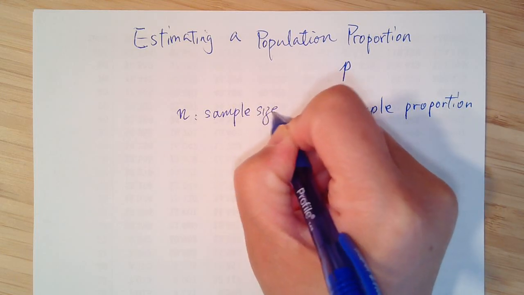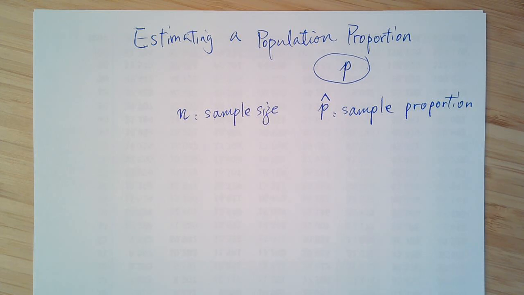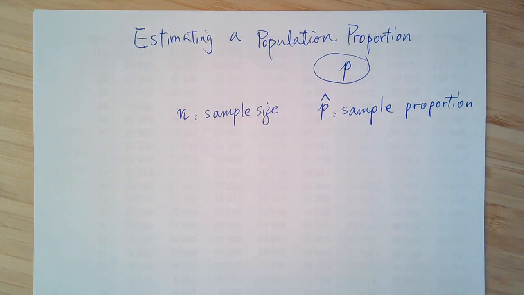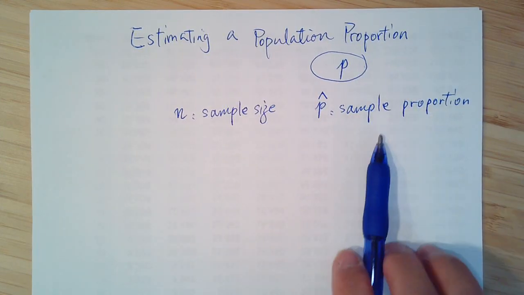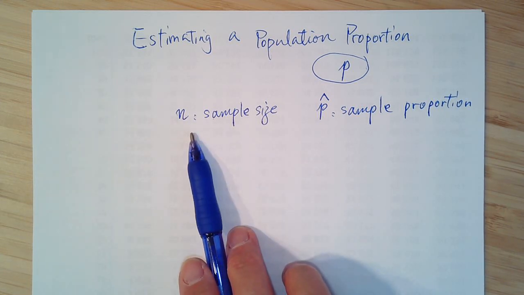So you want to estimate the population proportion, but you cannot get the population. What you can do is get a sample of sample size N, and then find the sample proportion. And then we're going to use this to estimate the population proportion. That's what we're going to do. At the same time, we're going to learn how to find the sample size needed, because we want to make a good estimate of the population proportion.